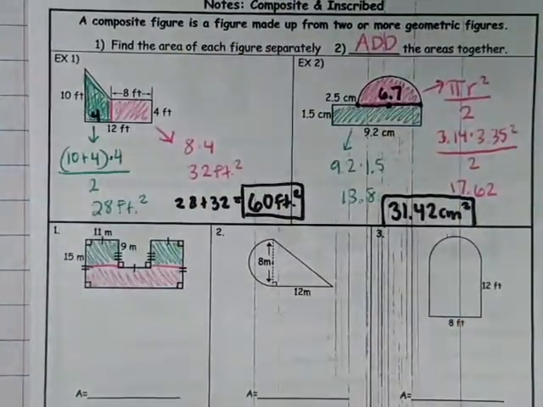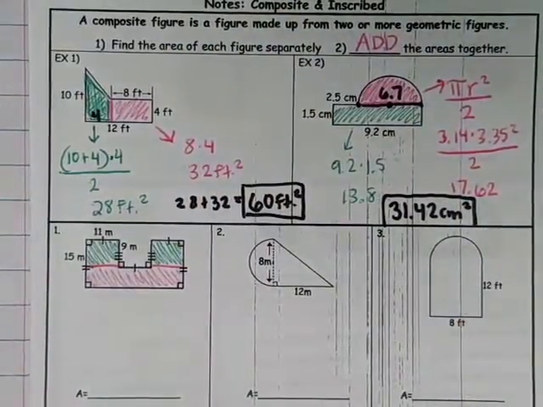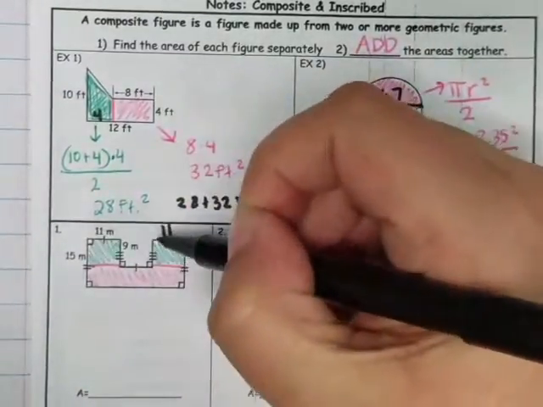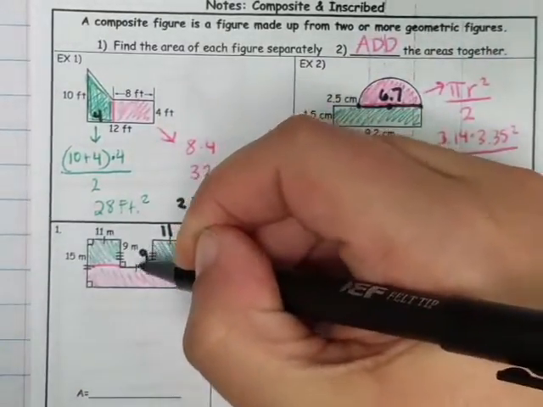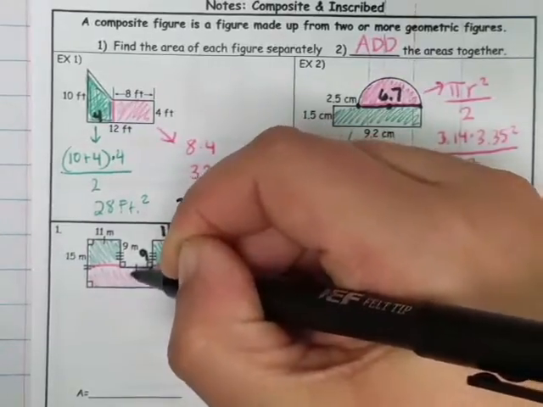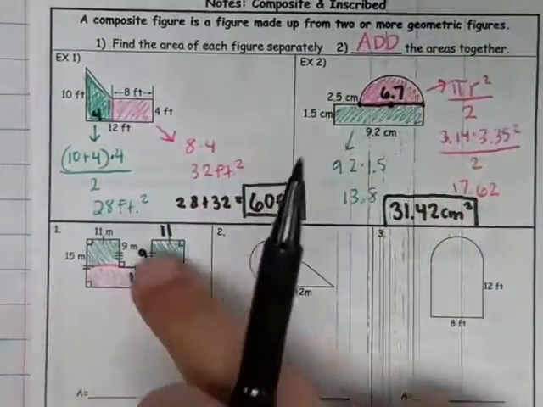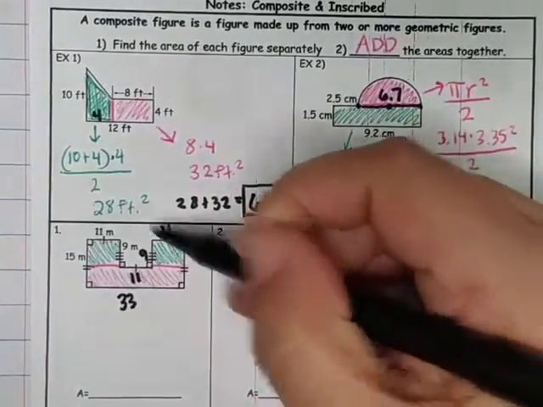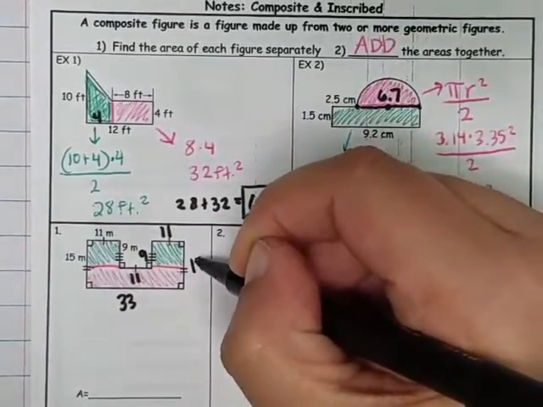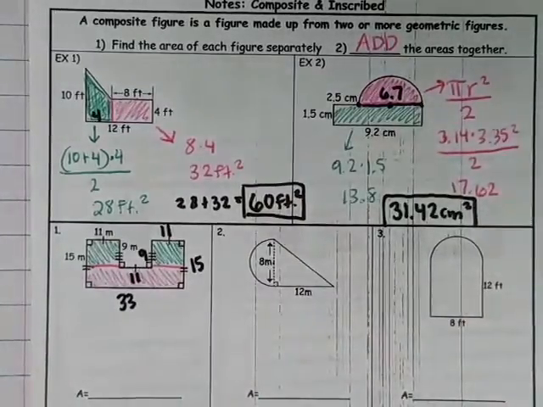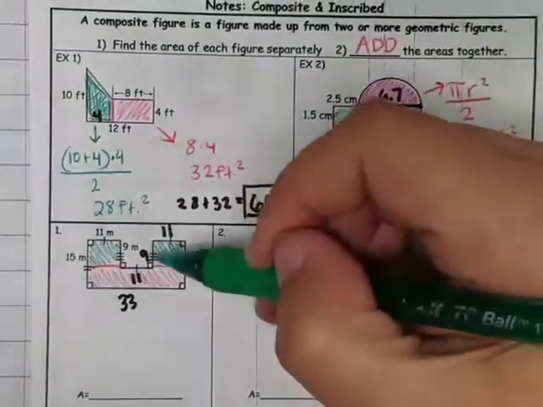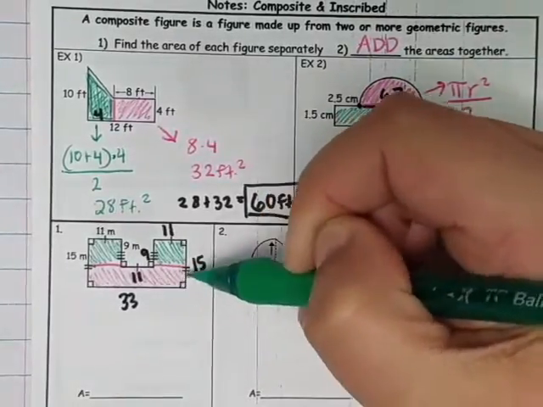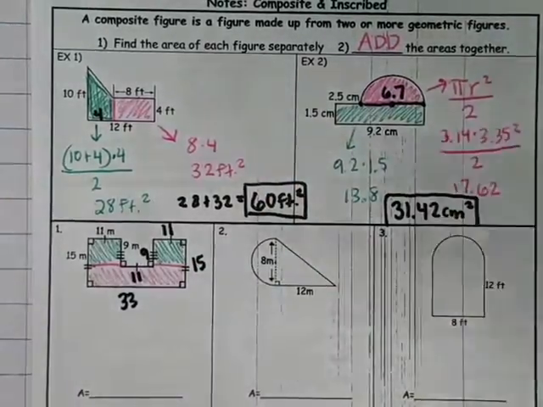Okay. But the first thing I need to do is label all the dimensions because some things are missing. I know this one's 11 because of the tick marks right here. I know this is 9. I know this one right here also has to be 11. Well, 11, 11, 11 makes 33. So if this is 33 all the way across, this is 15. If I know that this is 9, and I know that this whole thing is 15, then I know that this small pink side has to be 6.